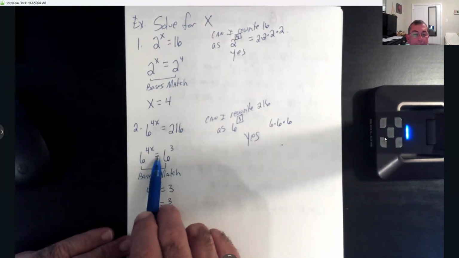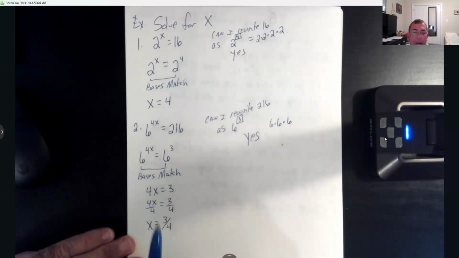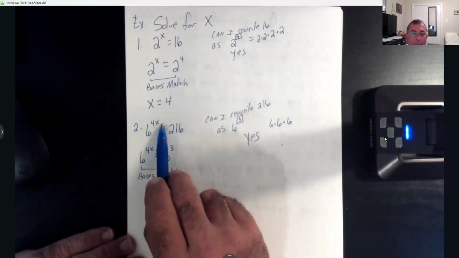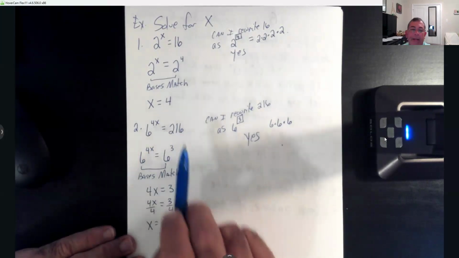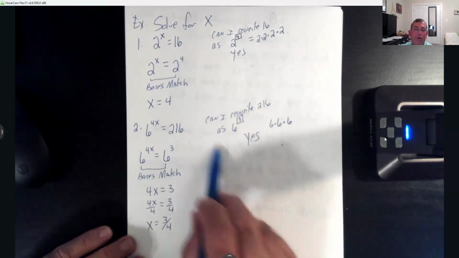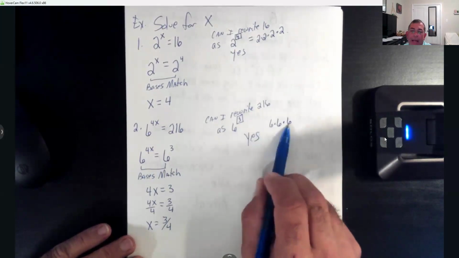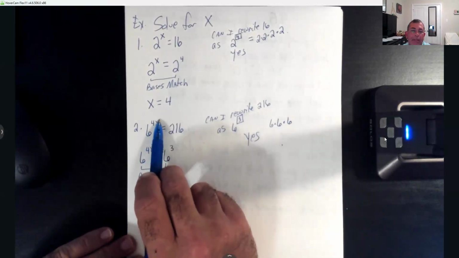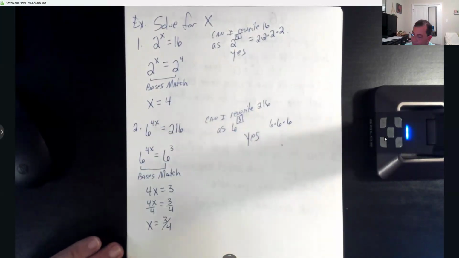6 to the 3rd equals 6 to the 3rd. Or 6 to the 3rd equals 216. Y'all, these work out once you go through them if you can rewrite these, okay, and then plug those answers back in for the x's.